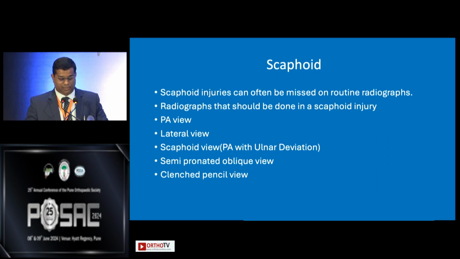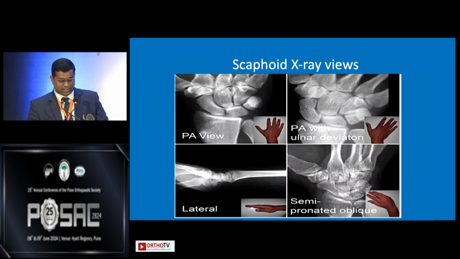Scaphoid, everybody knows, scaphoid tenderness. Scaphoid injuries can often be missed on routine radiographs. Radiographs that should be done in scaphoid injuries are PA, lateral view, scaphoid view, PA with ulnar deviation, semi-pronated oblique view, and clenched pencil view. So these are the views: PA with ulnar deviation, lateral, and semi-pronated oblique. So you get the 3D orientation of the scaphoid and you can plan the treatment accordingly.